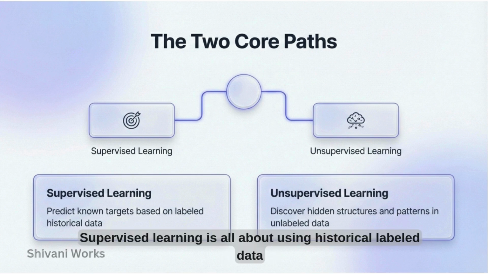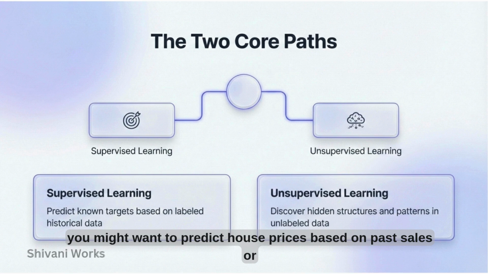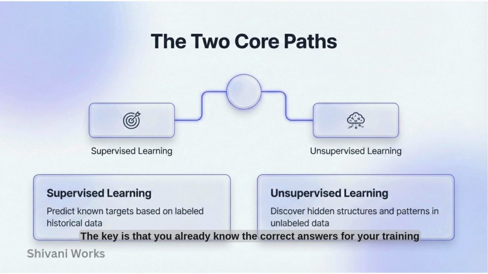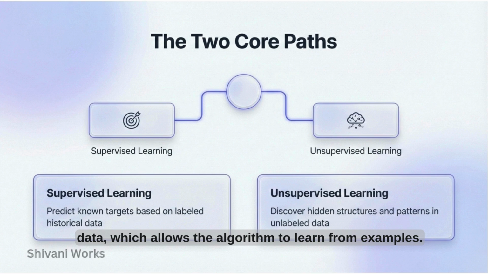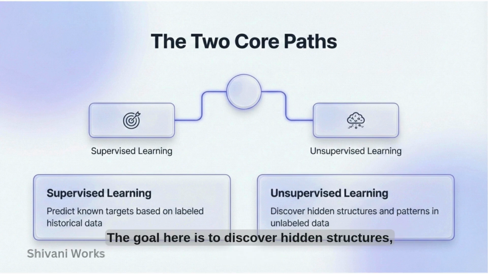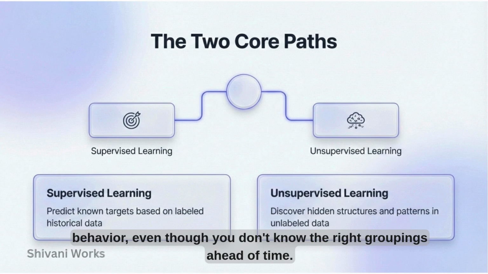Supervised learning is all about using historical labeled data to predict known targets. For example, you might want to predict house prices based on past sales or classify emails as spam or not spam. The key is that you already know the correct answers for your training data, which allows the algorithm to learn from examples. Unsupervised learning is used when you have no target answers, just raw data. The goal here is to discover hidden structures, patterns, or groupings within your data. For instance, you might want to segment customers into different groups based on their behavior, even though you don't know the right groupings ahead of time.